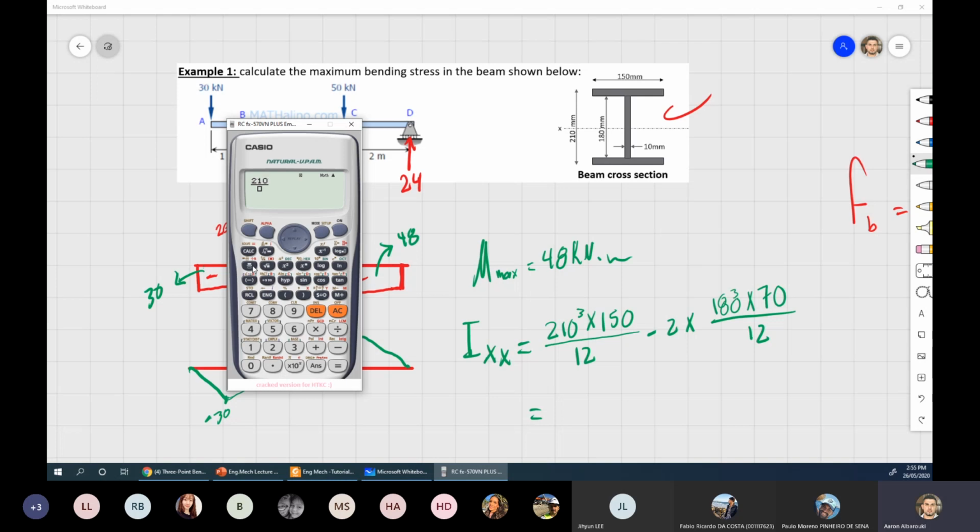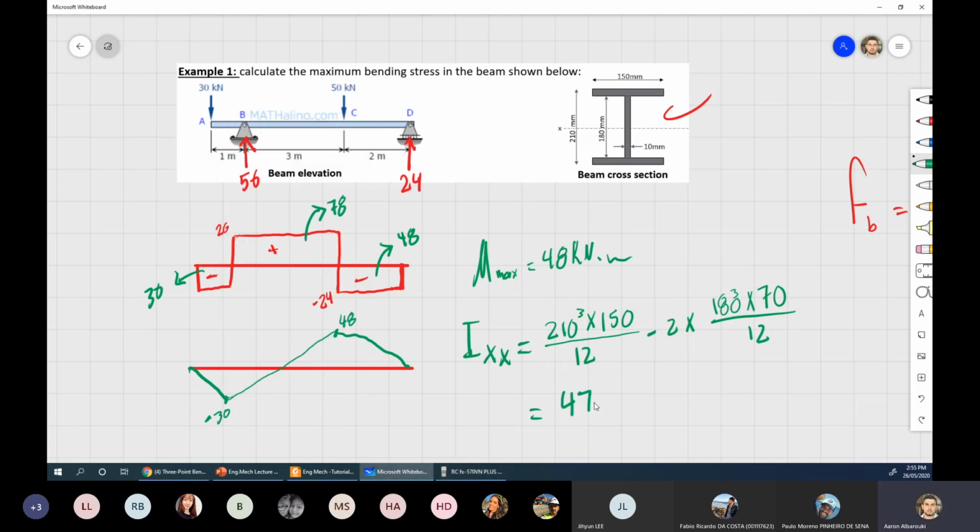So we have 210 power 3 by 150, minus 2 times 70 times 80 power 3 on 12. That gives 47.7 times 10 to the power of 6 millimeter power 4.